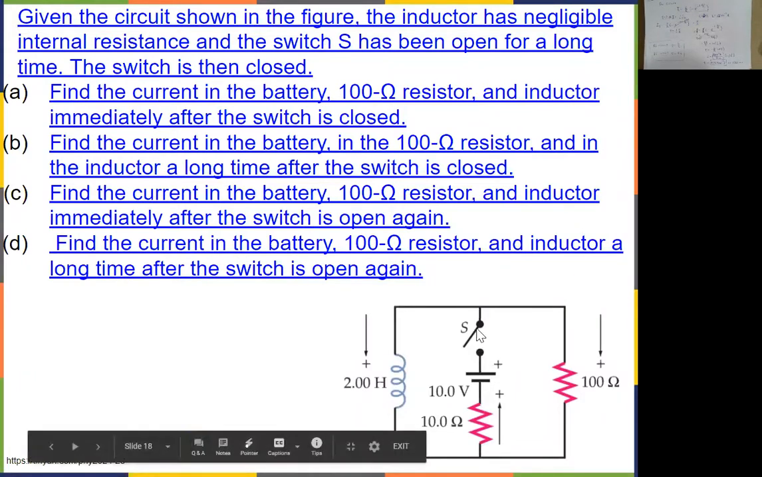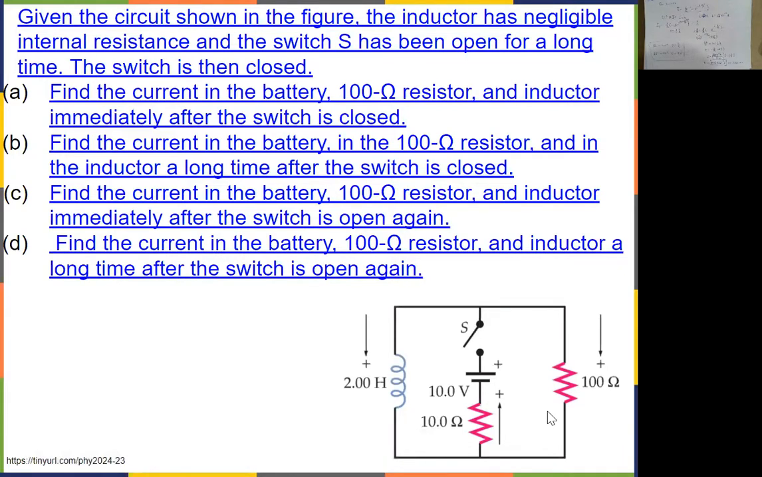If the switch is open, then you can see that the inductor and the resistor are in series. They are connected one after another in that sense. So it depends on whether the switch is open or closed. It says find the current in the battery.